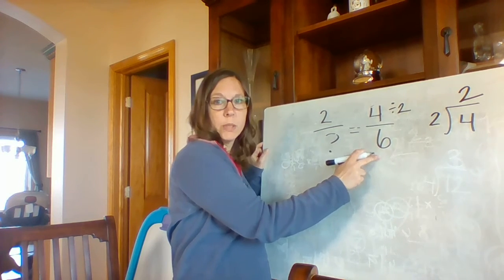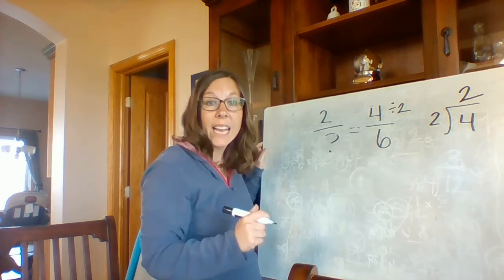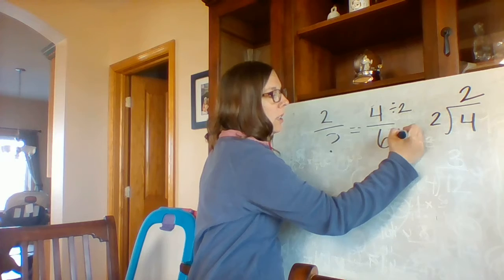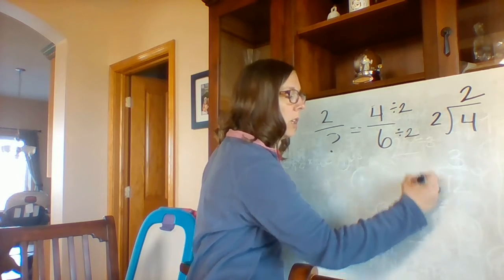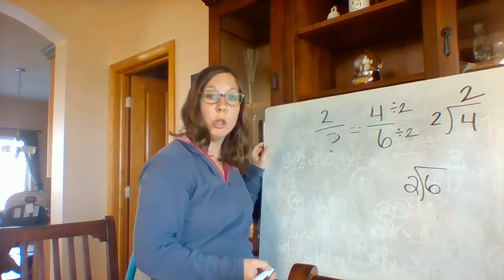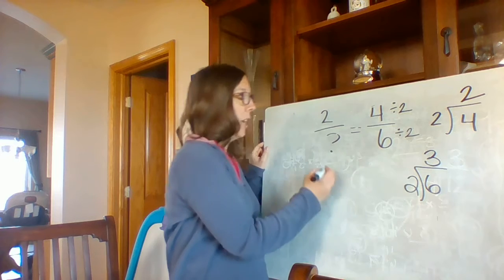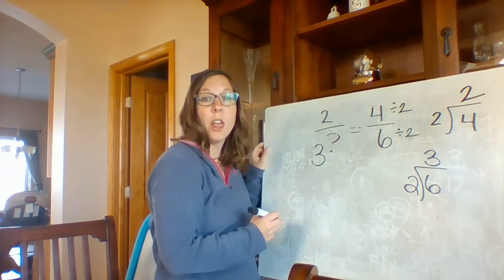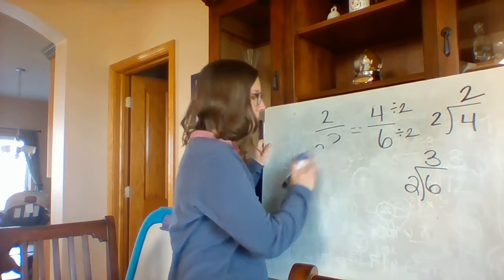So what am I going to have to do with 6 to get here? I'm going to divide by 2. Okay, so 6 divided by 2, well, if I don't know, come down here and solve it. 2 times what gives me 6? 2 times 3. Therefore, this number should be 3. All right, let's do one more.